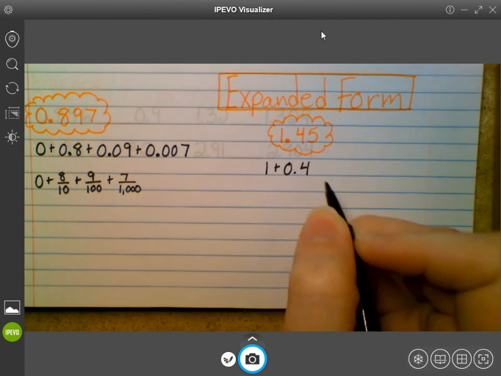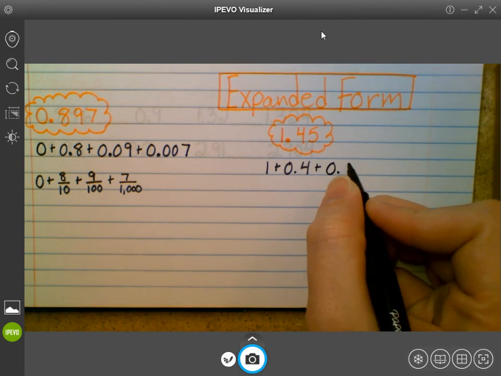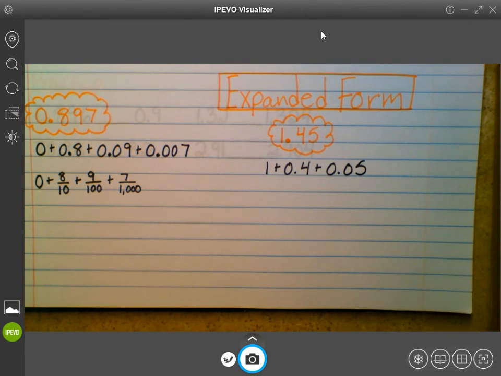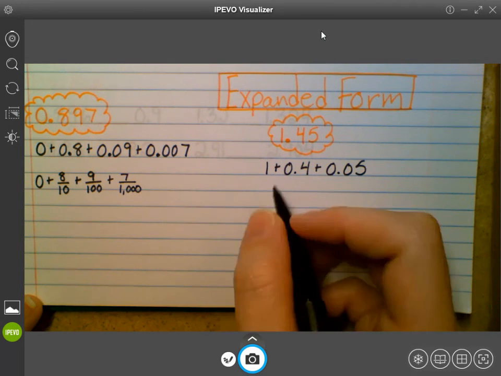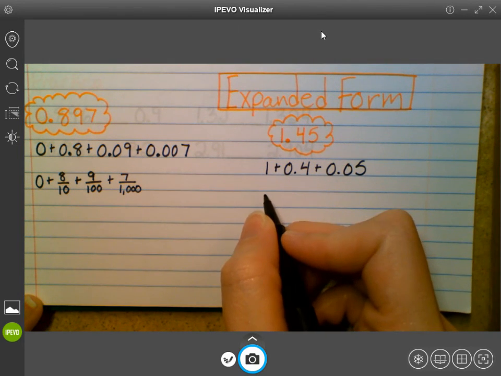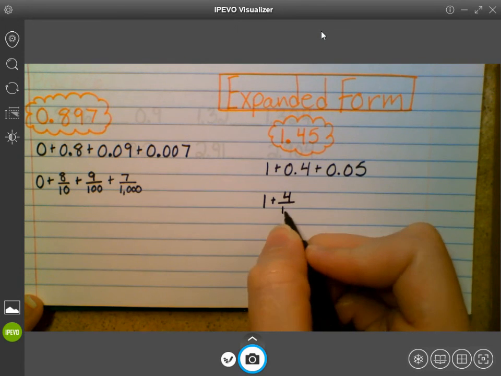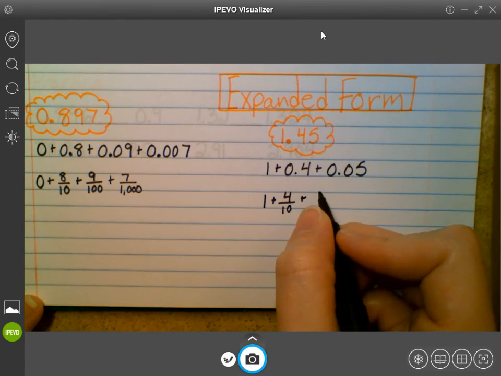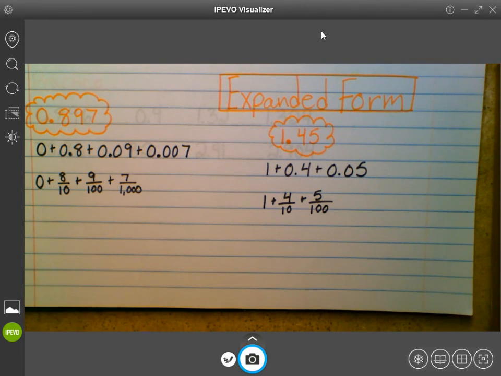0.4 for 4/10 plus 0.05 for 5/100. If you wrote it in fraction form, you would have written it as 1 plus 4/10 for 0.4 plus 5/100 for 0.05. How do we feel about this one?